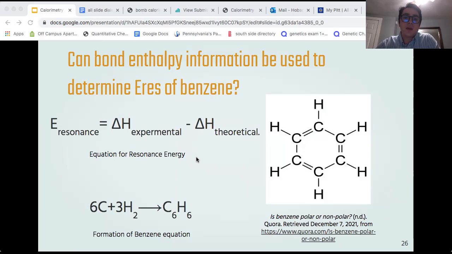We're able to use bond enthalpy information to determine the resonance energy of benzene. Since resonance energy is defined as the difference in energy of the resonance hybrid and the energy of the most stable resonance structure, we're able to determine the standard enthalpy of formation using bond enthalpy of benzene as delta H theoretical. This enthalpy change during the formation of benzene is represented by the equation shown on the left. If we know the experimental standard enthalpy of formation of benzene, which we do through the experiment, we're then able to calculate the resonance energy with that.